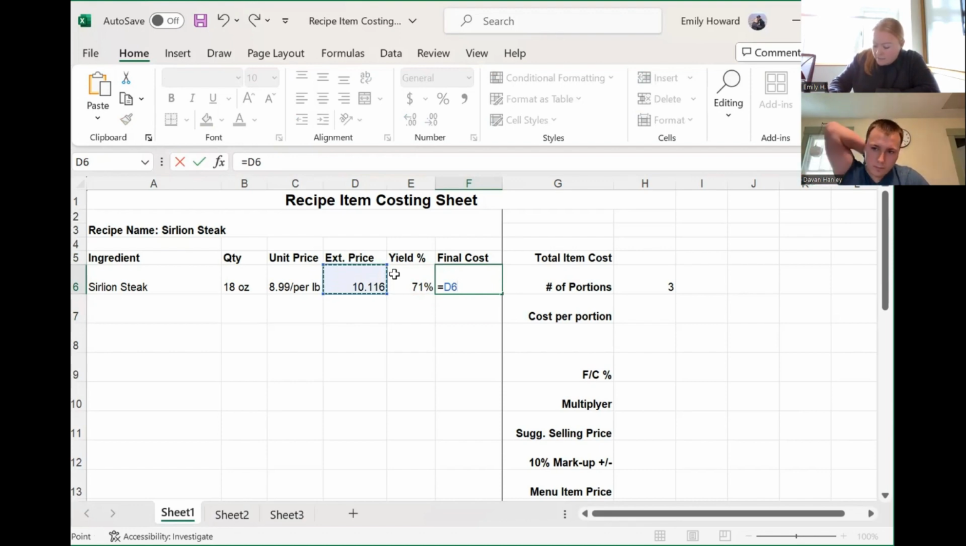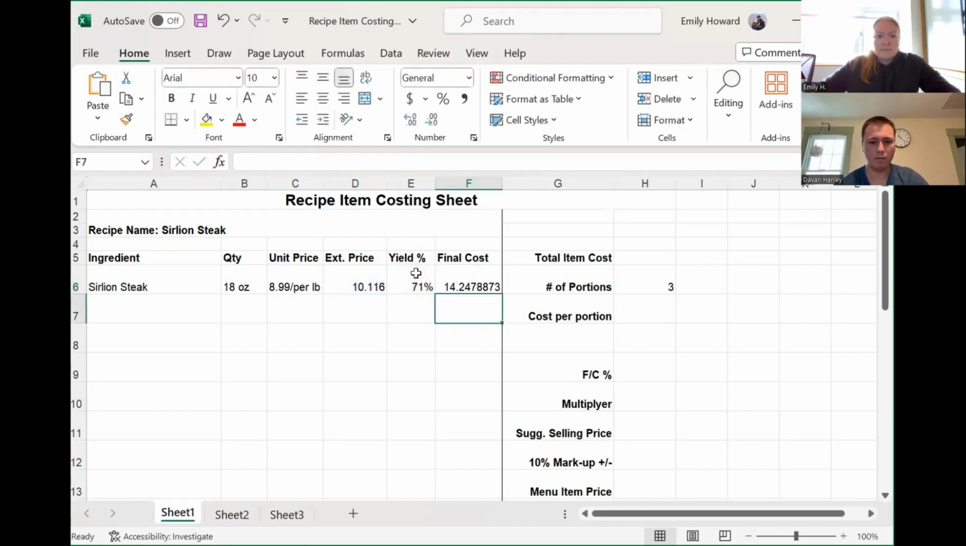Just writing it down again. You said divided by my yield? Yeah, and I'll show you why in a second. And divide is just the slash bar, right? Yep. Yield, and then enter. Okay, there we go. So when we did multiply, did you see that it was $7?